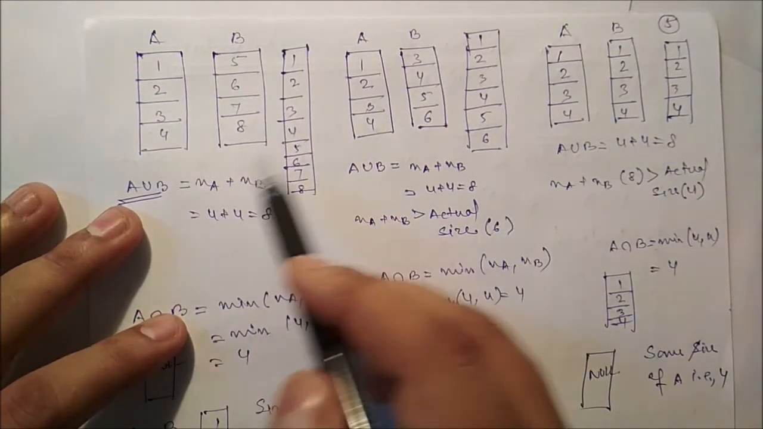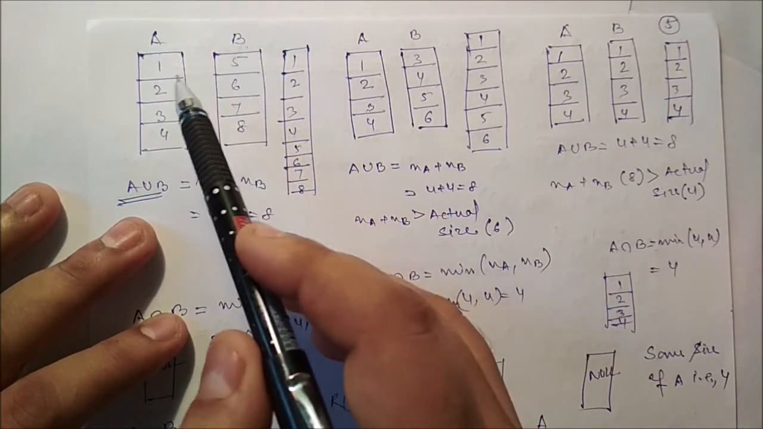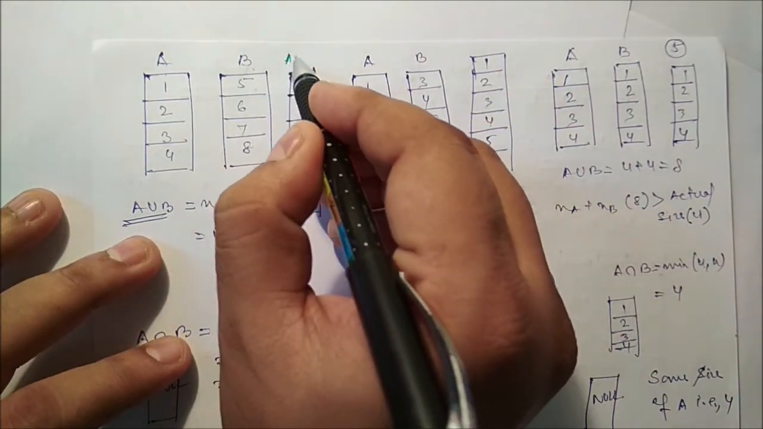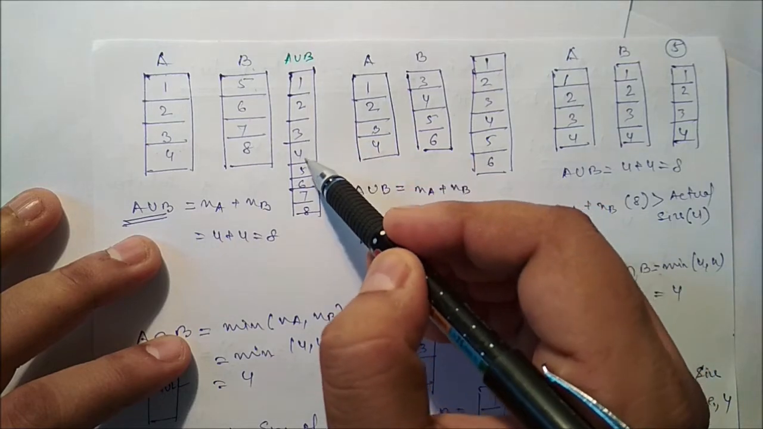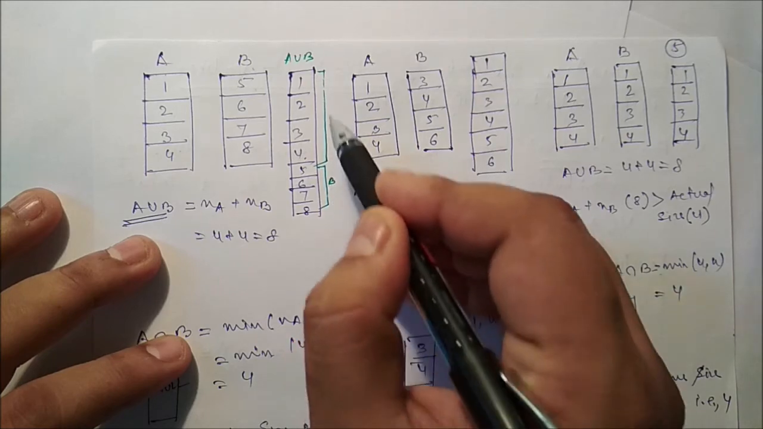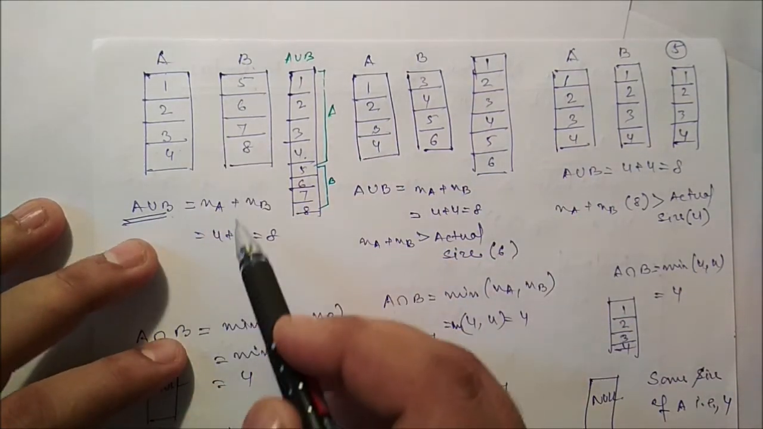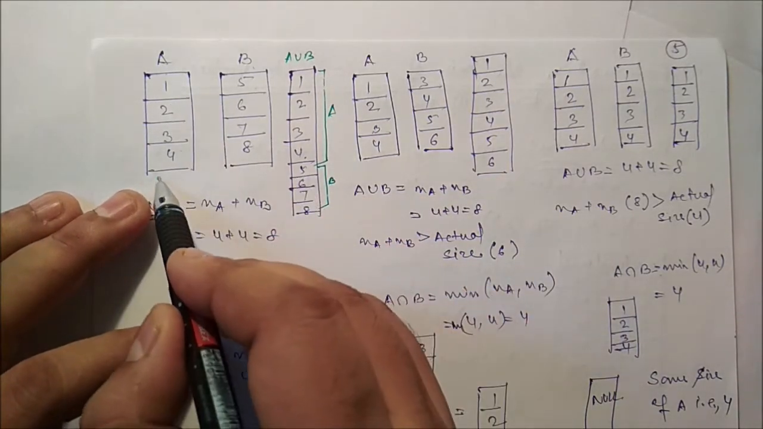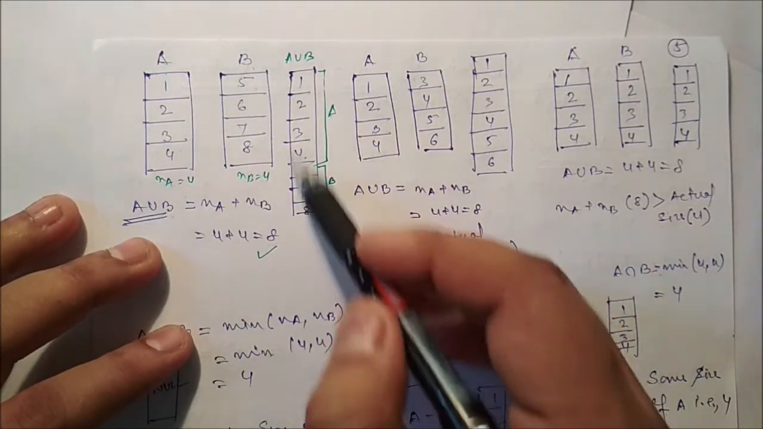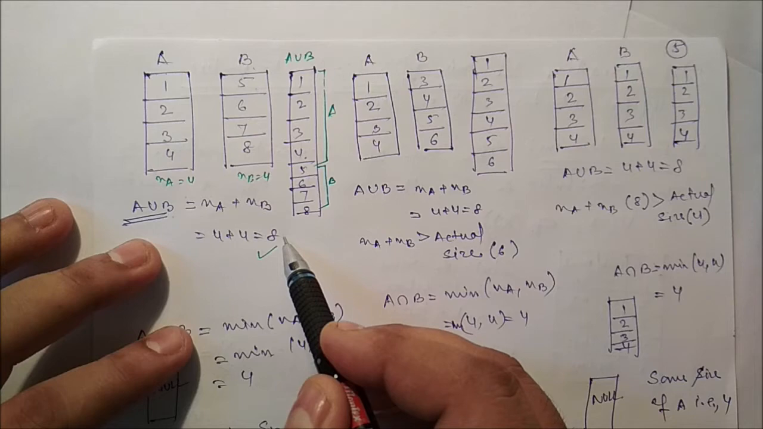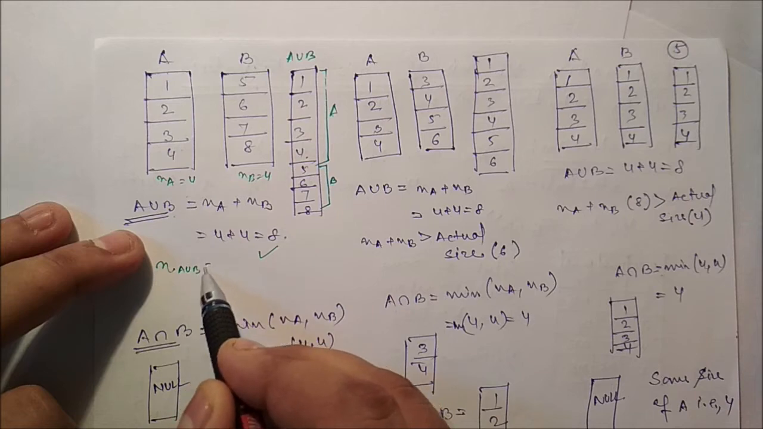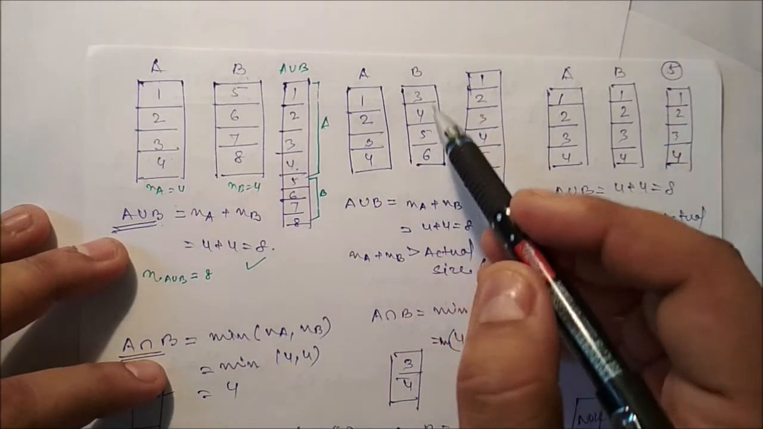Now here in the example, say 2 tables are there, A and B. A has 1, 2, 3, 4 and B has 5, 6, 7, 8, so no common values are there. Suppose we want to apply A union B, the output will be 1, 2, 3, 4 from A, and 5, 6, 7, 8 from B. So what will be the size of A union B? You have to add these two. Here N_A is 4 and N_B is also 4, so 4 plus 4 is 8. So how many records are there? 8 records are there. So we can write it this way: the size of A union B is 8.